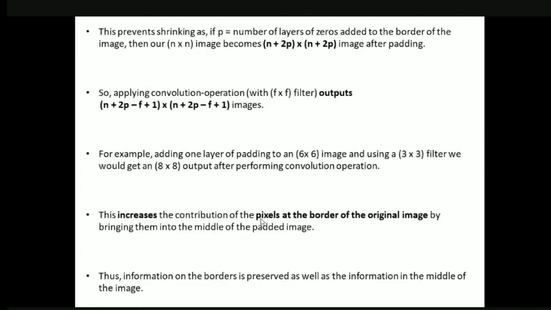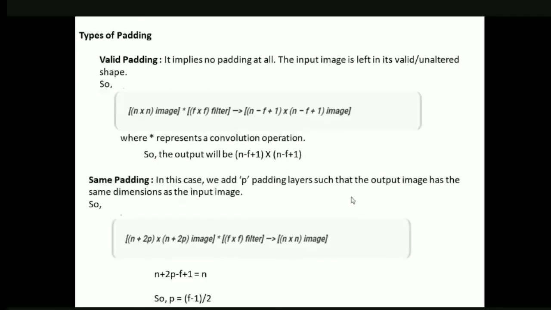So finally, in this manner, the information present in the borders is also preserved, compared to the information present in the middle of the image. There are two different types of padding. The first one is valid padding and the second one is same padding. Valid padding means we are not doing padding at all. That is, the input image is not changed or altered.